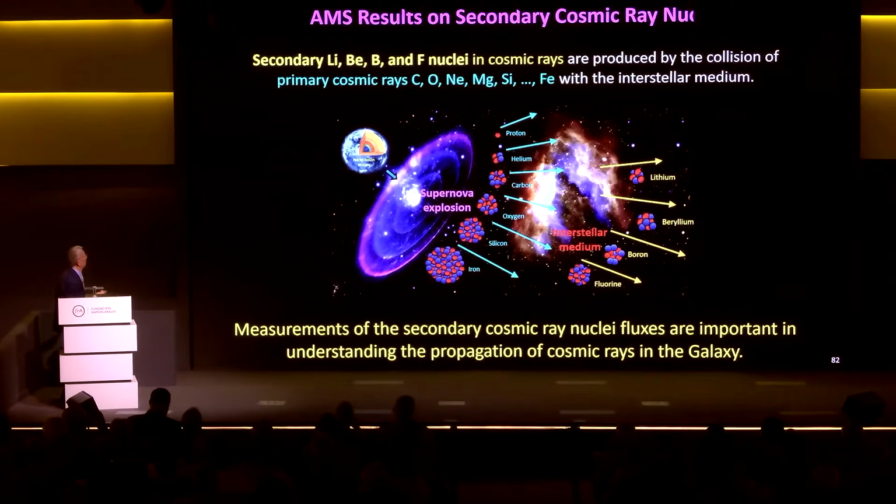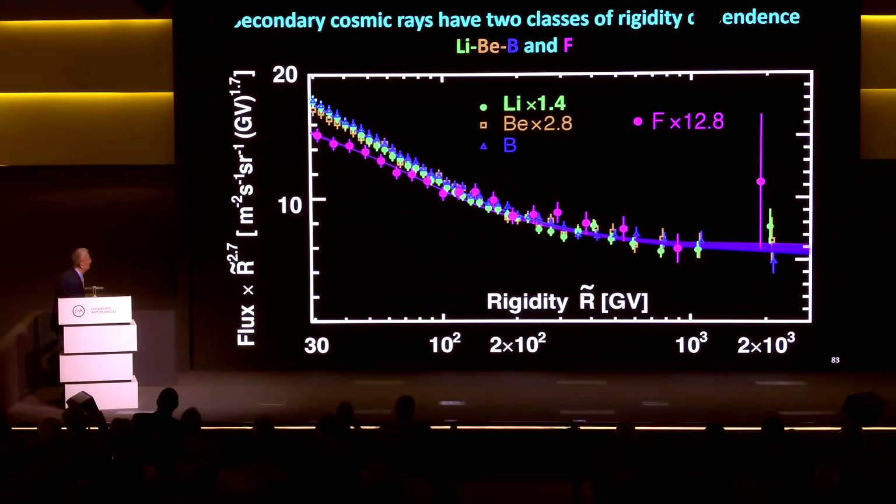And then there are secondary cosmic rays, lithium, beryllium, boron, and fluorine. They are cosmic rays produced from primary cosmic rays with the interstellar medium. So measurement of secondary cosmic rays is important to understanding propagation of cosmic rays in the galaxy. Secondary cosmic rays also have the same rigidity behavior. Rigidity is momentum per unit charge. You have lithium, beryllium, boron, and they are to the percent level exactly the same. And fluorine is different. This again is totally unexpected.